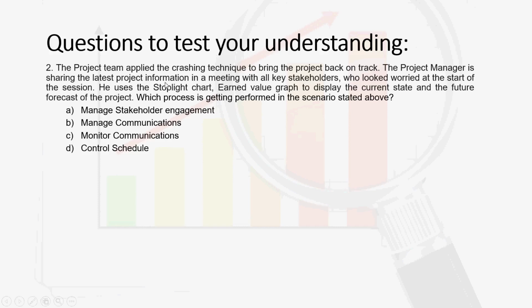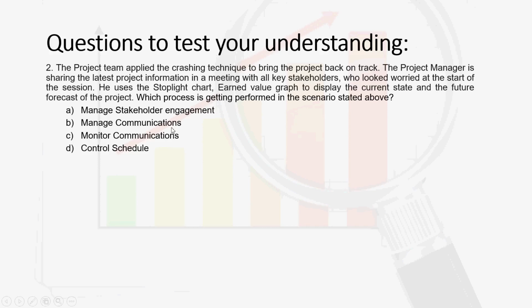So I know for a fact, after going through this session, that a stoplight chart, earned value graph, or any dashboard or heat chart can appear in various reports of the project manager, which can be progress reports, status reports, or risk summaries which the project manager shares with the stakeholders to give them the status of the project, to make them aware, and if any corrective action is required, they can take it. So I know that my project manager is currently sharing work performance reports with all the key stakeholders, and this question is asking which process is being performed here.